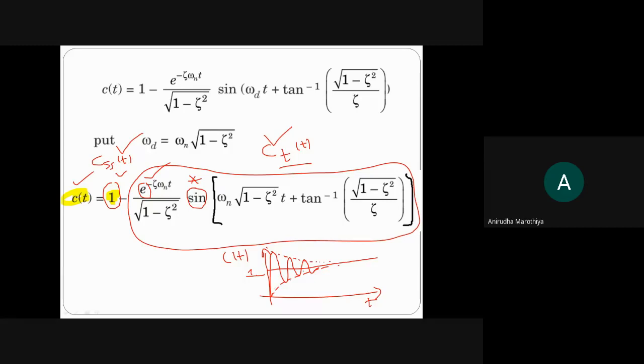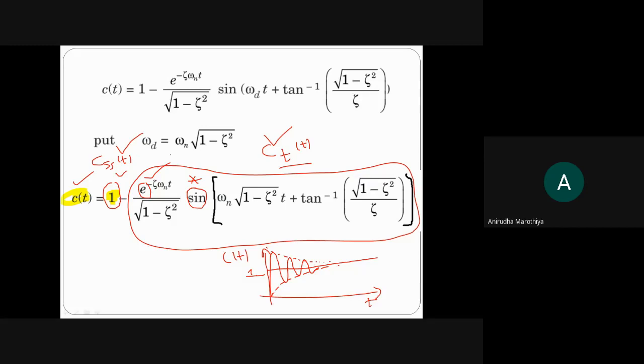So that is the reason we always draw the curve like this, because by default we consider that the order of that particular system is nothing but a second order control system. That means it has two poles. So this is the significance of time response analysis of second order control system. And this expression you have to remember.